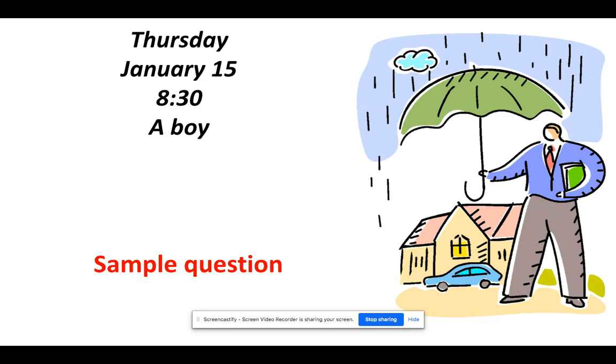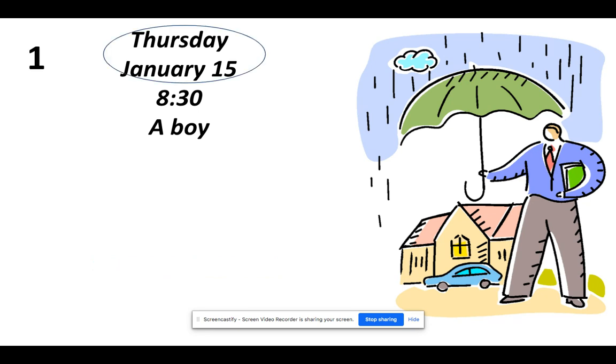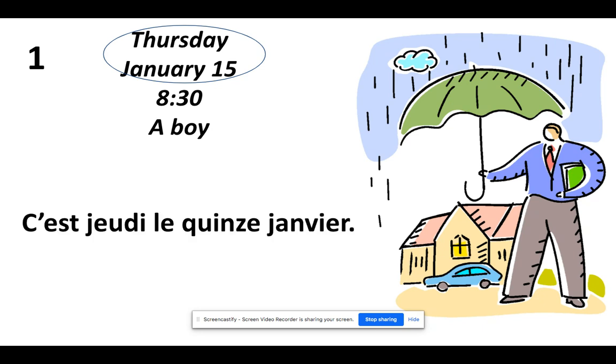So we're going to take this particular picture, or question, I would call it, the whole thing, and we're going to do it together right now. So the first thing we want to do is we want to look at the day and the date, right? We can identify what those are individually. Thursday is jeudi, right? January is janvier, and 15 is 15. So we're going to put those together in the correct way, and I'm just going to show you this one since it's our sample. We get c'est jeudi le 15 janvier. So the first thing you're going to say about this picture, c'est jeudi le 15 janvier.